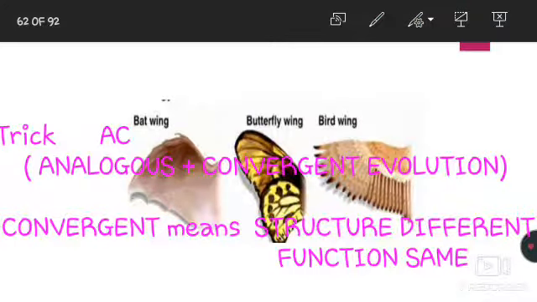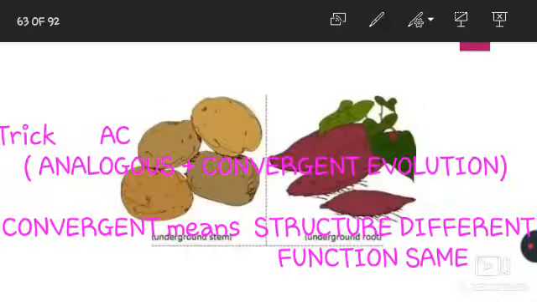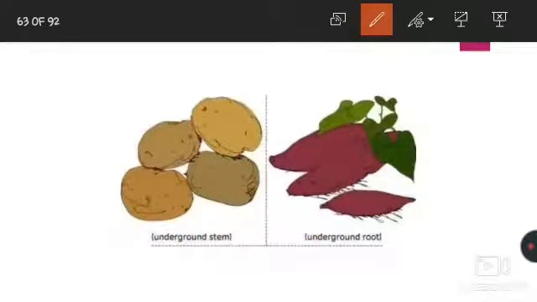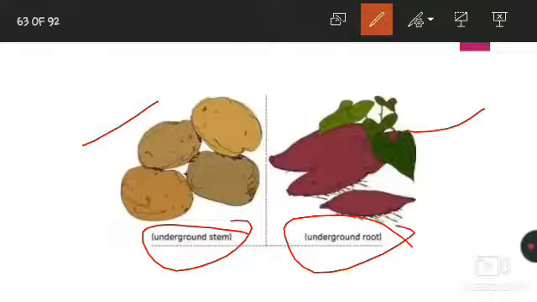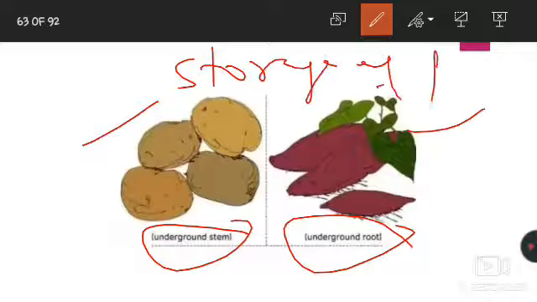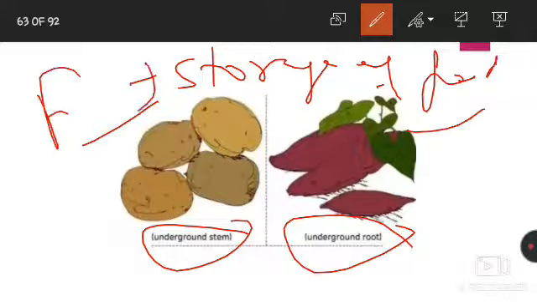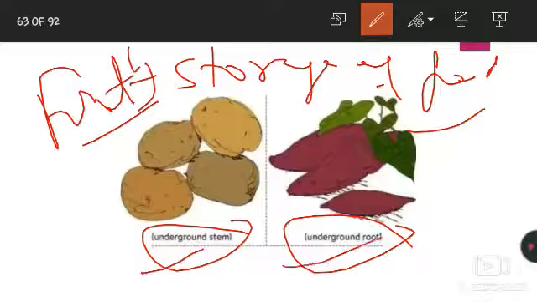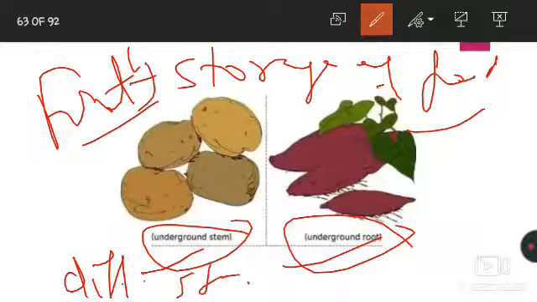The next example is, as you can see in plants, this is potato, this is sweet potato, this is an underground stem, this is an underground root. So both are different types of modification but their function is the same, that is storage of food. Storage of food is their function and these modifications are their different structures. So they are analogous structures. They show analogy and they are an example of convergent evolution.